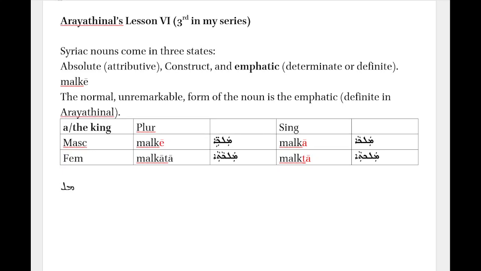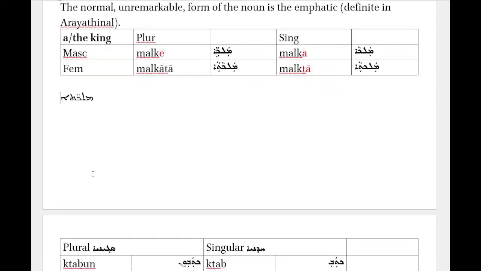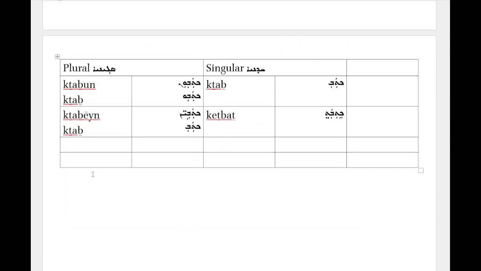So if you were to see a word that looks like this, it could be malikta. Or if it has this, it's malikata. Arayathinal also adds a little bit to what we learned last week.